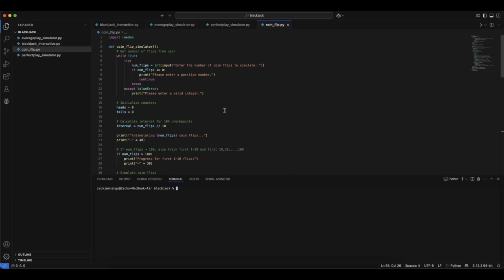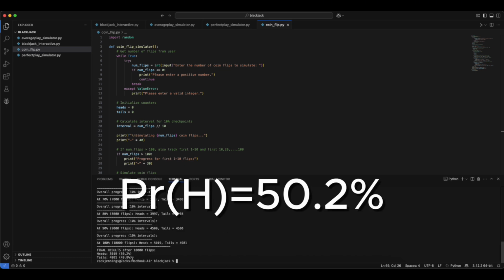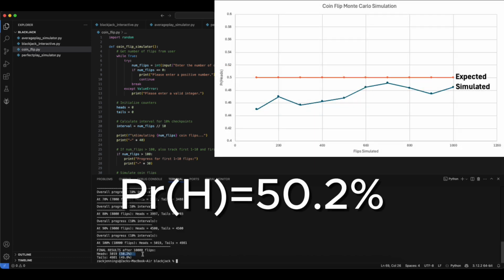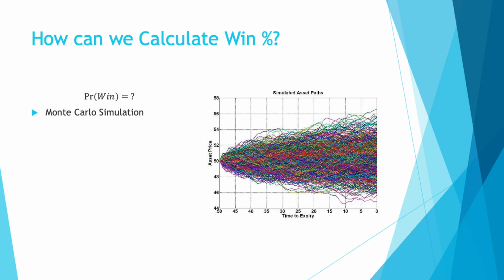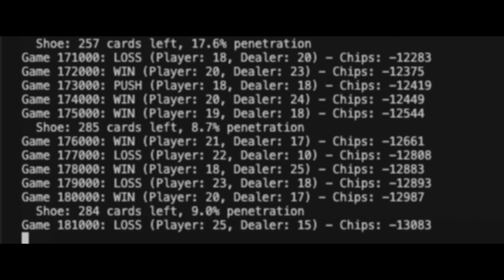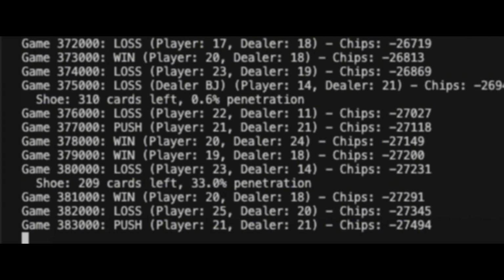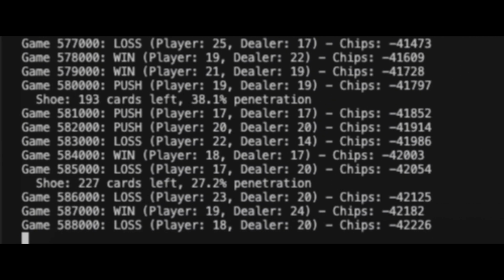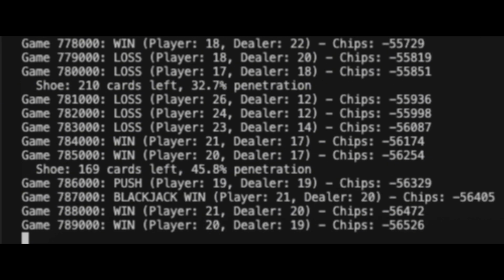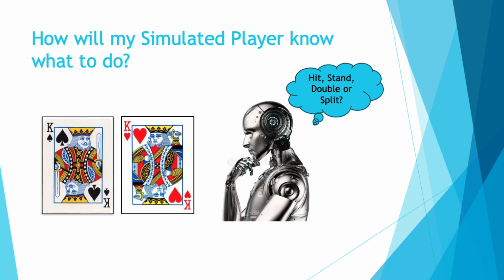Here I have some simple code which allows me to simulate thousands of coin flips at a time. If I run the code and simulate 10,000 coin flips, you can see our percentage is a lot closer to what we'd expect at 50%. So using Monte Carlo simulation, I will be able to test and find the statistical best blackjack strategy by simulating thousands of games and comparing their corresponding house edge. To do this, I will need to code an automated simulator like I did for the coin flip.